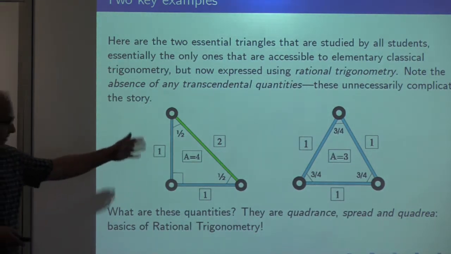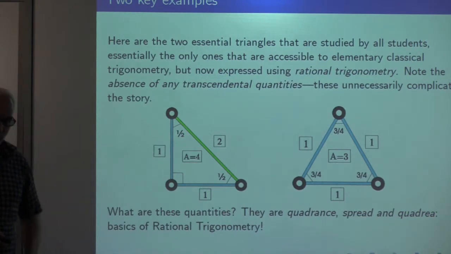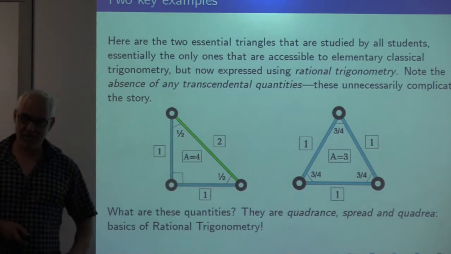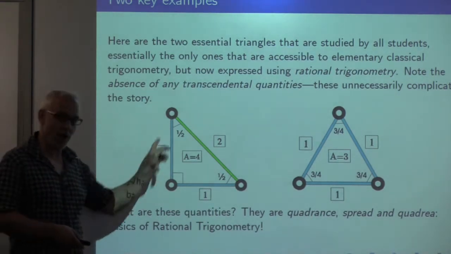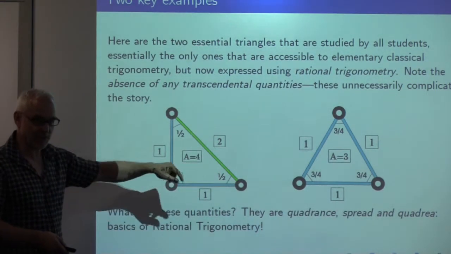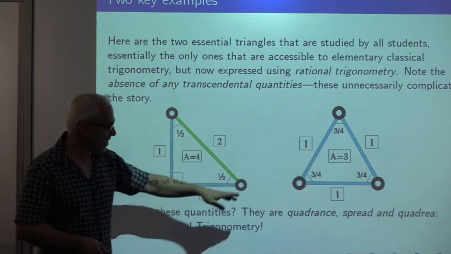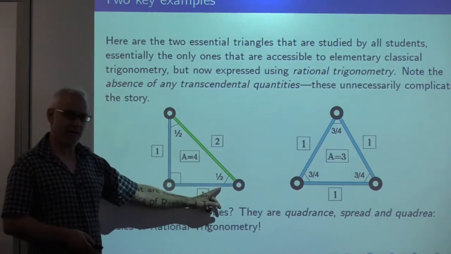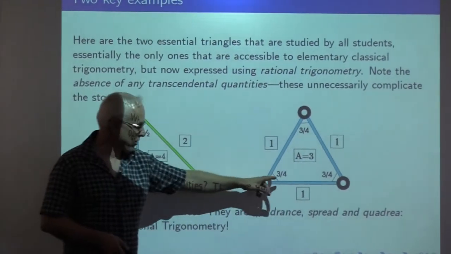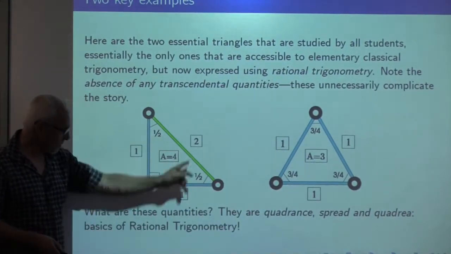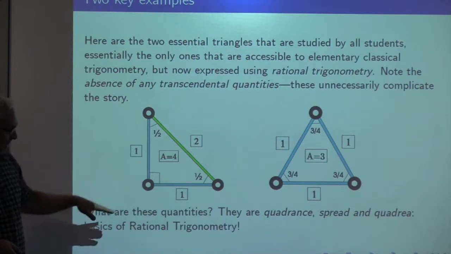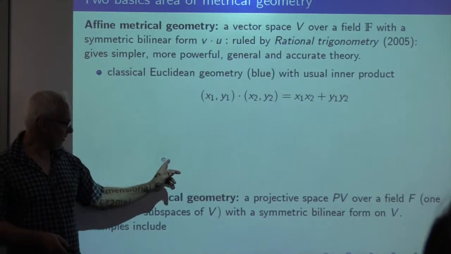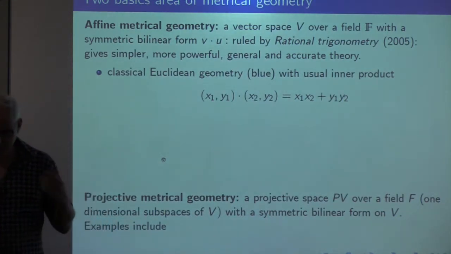So here are two very familiar triangles that are known to all undergraduates. You see that they're metrically measured in unusual ways. So instead of having 1, root 2, instead of having 60 degrees or pi by 3 and such, we have these other numbers. We have a number half here, we have a number 3/4 here, we have a 2 there. These are quantities in rational trigonometry called quadrance, spread, and this A is an analog of area.